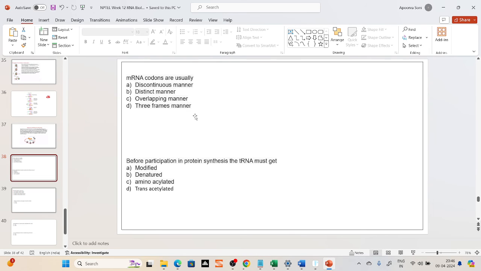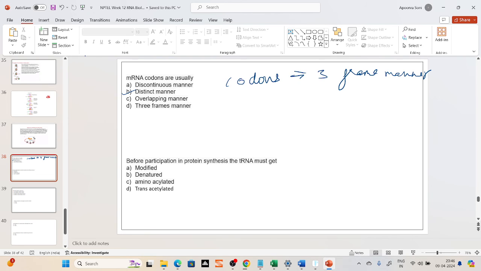Now, this is a very confusing question. Why? Because codons are in a three-frame manner. It is correct only. Yes, codons are in a three-frame manner. But what is more important? In MCQs, you have to choose the most relevant one. Here, the most relevant one is B, that is distinct.